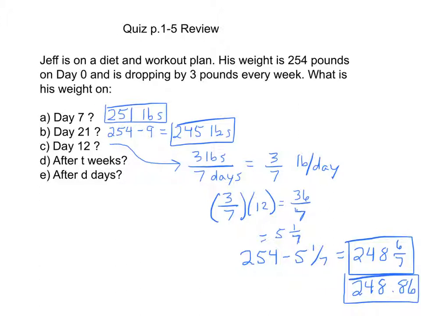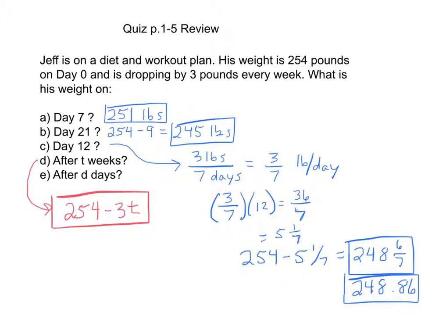All right, let's go to t weeks. What is his weight after t weeks? Someone new. Go ahead. It's 254 minus 3t. So 254 minus 3t is good for t weeks.